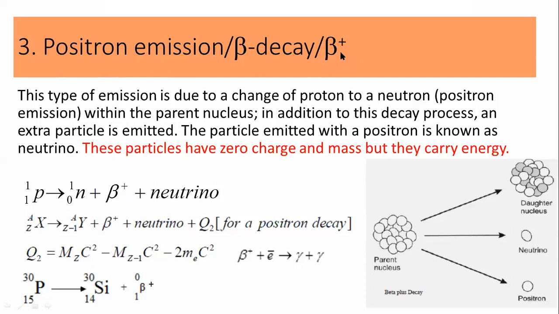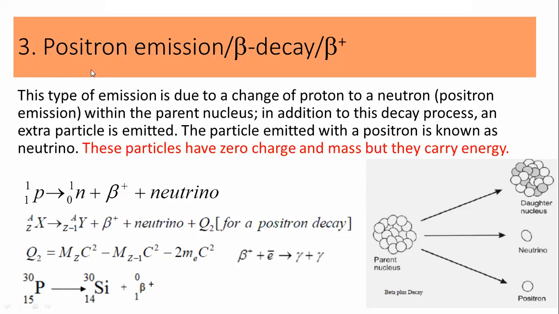And this is actually opposite to what you have studied, the neutron emission. Because in this emission, it is due to the change of the proton to the neutron. As in the case of the neutron, I have actually talked to you, it was the conversion of the neutron to the proton in case of the neutron emission.